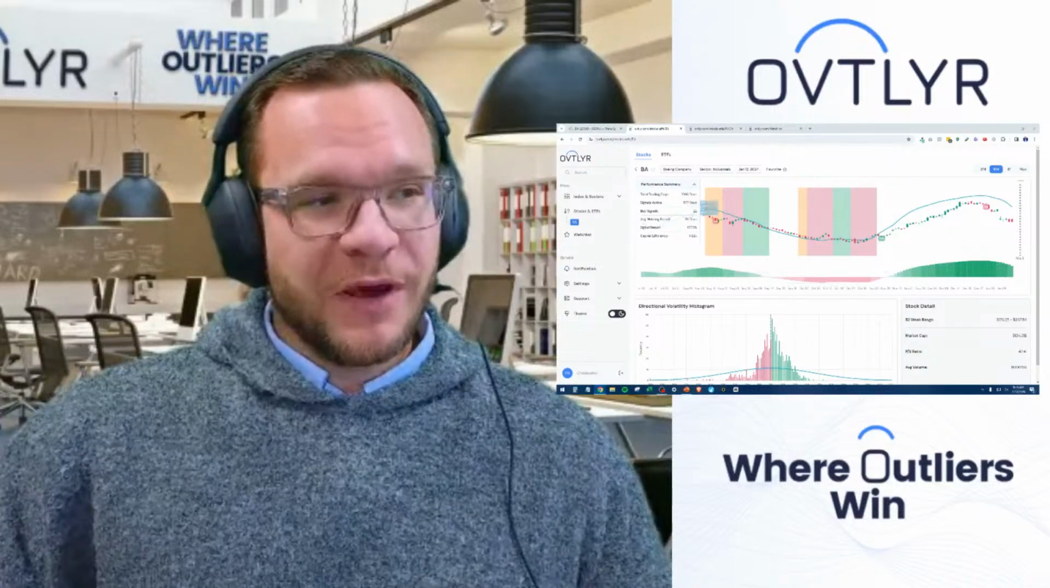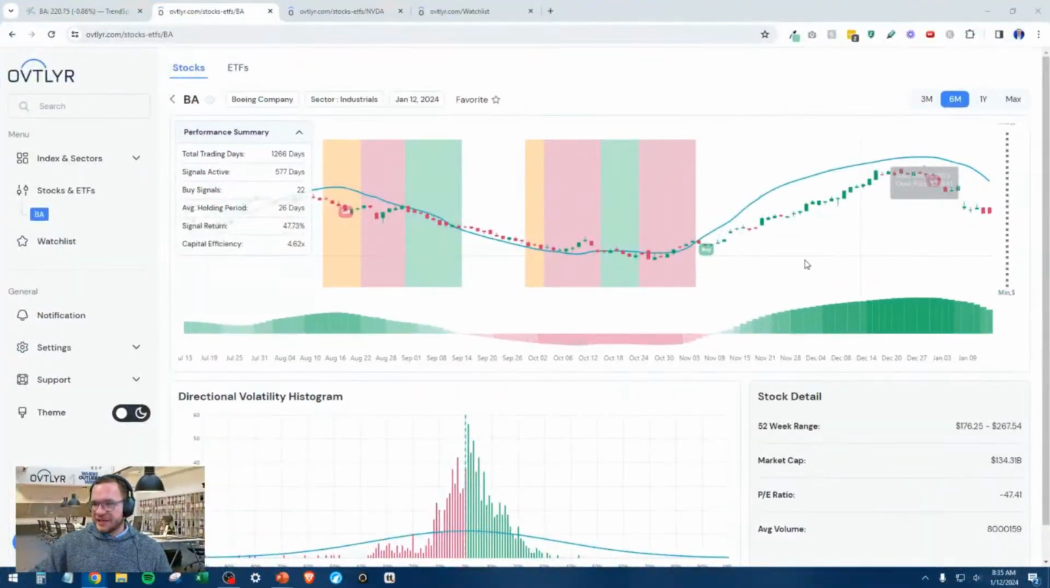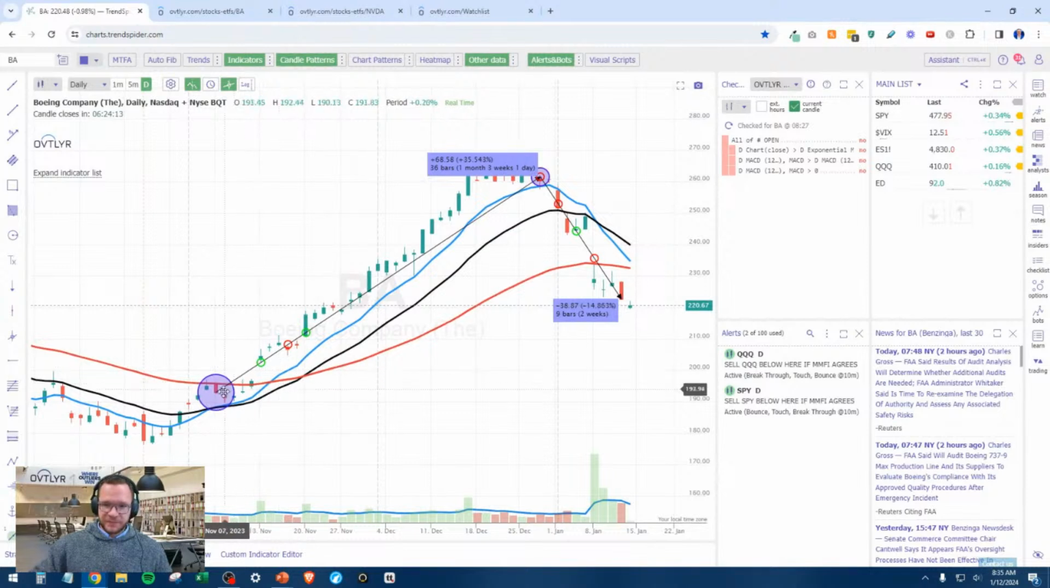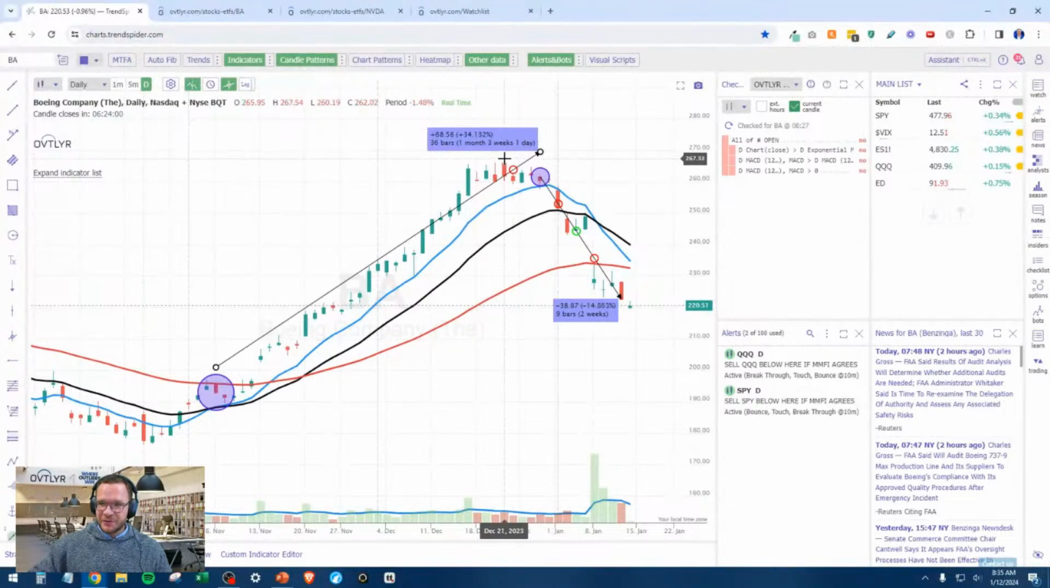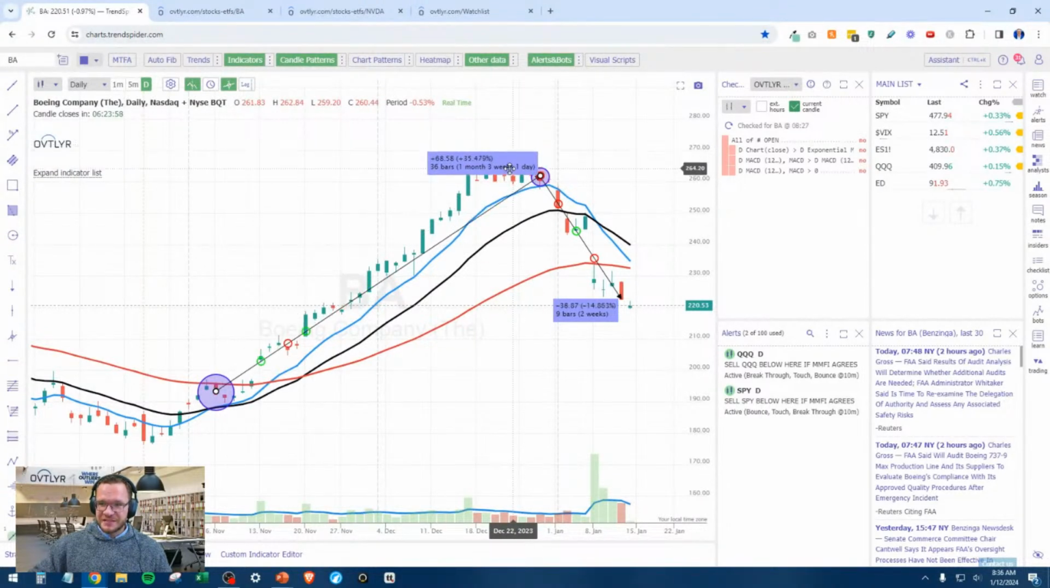With Boeing, we had a buy signal back on November 6th, and then we had a sell signal on December 28th. And taking a look at the chart of Boeing, November 6th was the buy signal. December 28th was the sell signal. During this time, the buy signal ran up 35%. And then almost right at the exact top, I'm talking within just a few dollars of the top, we got the sell signal, and it has fallen off a cliff since then.